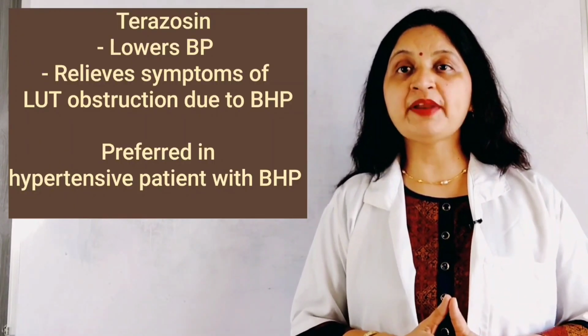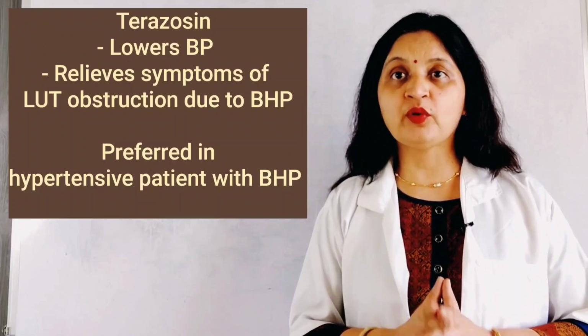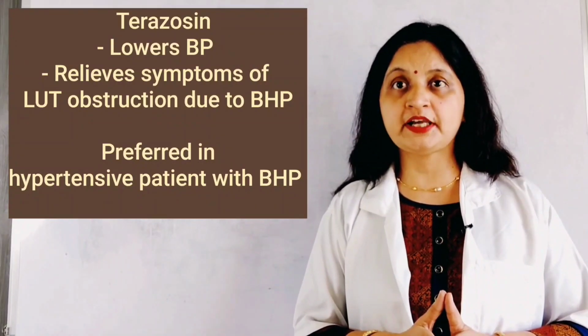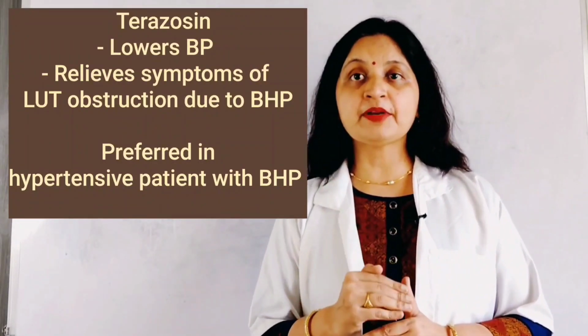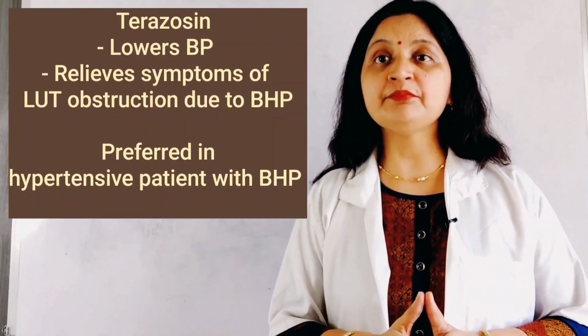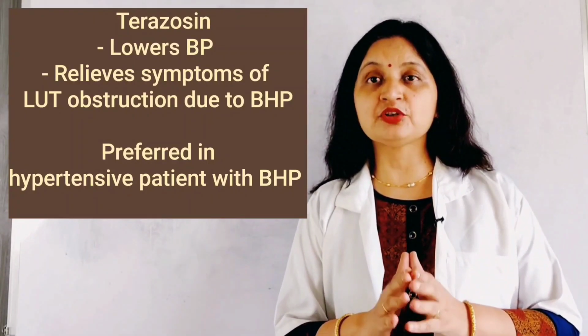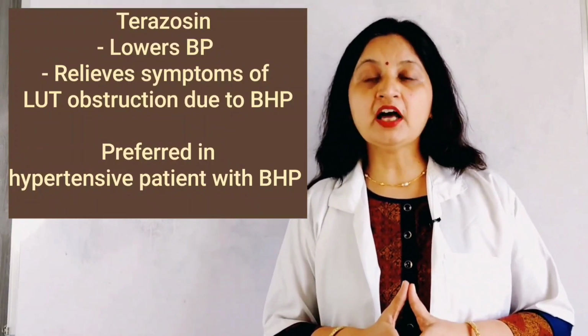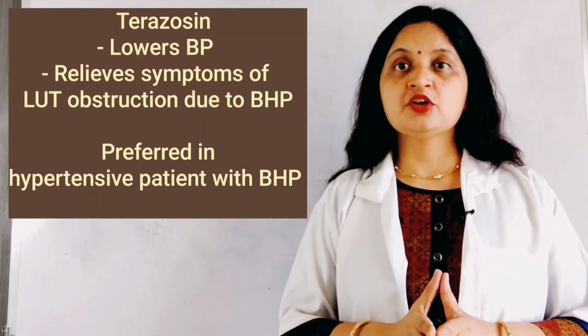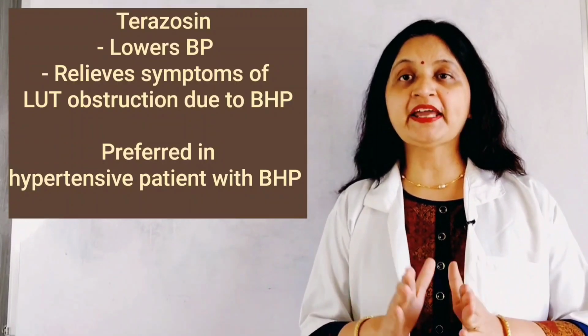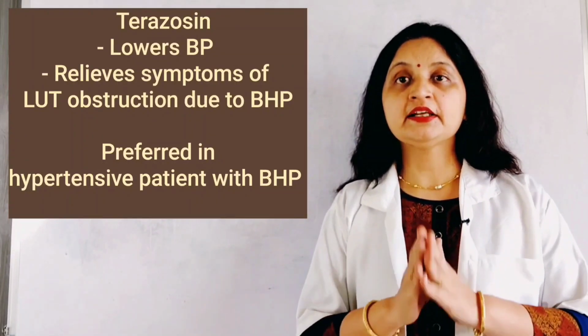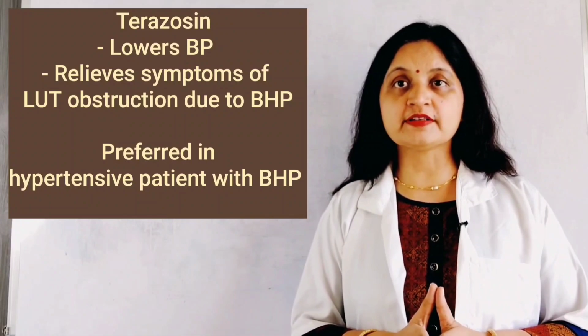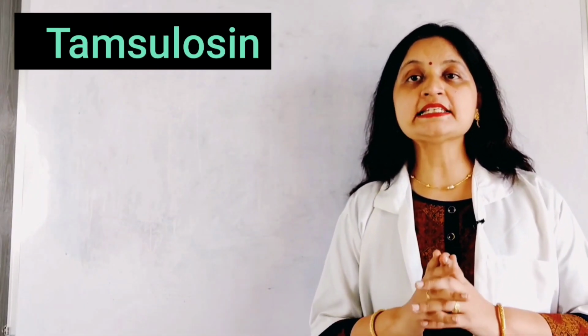Thus, terazosin is preferred in a hypertensive patient with benign hyperplasia of prostate because it lowers the blood pressure and also relieves the symptoms of lower urinary tract due to obstruction of the urethra because of enlargement of the prostate gland. So, in hypertension with benign hyperplasia of prostate, terazosin is the drug of choice. So the next drug is tamsulosin.